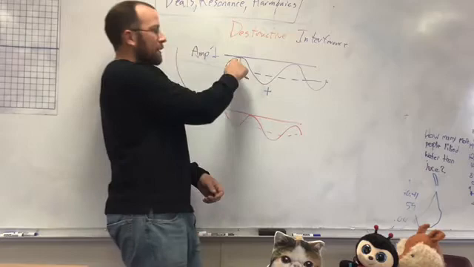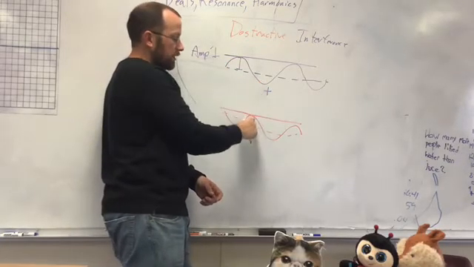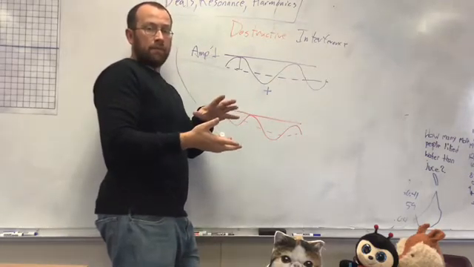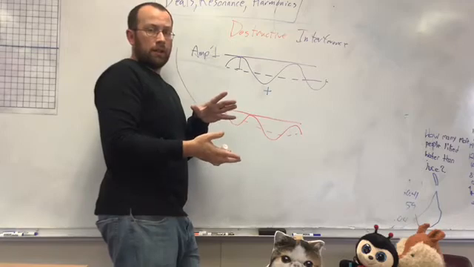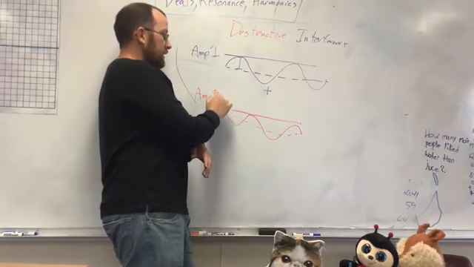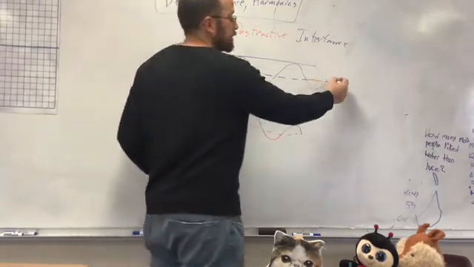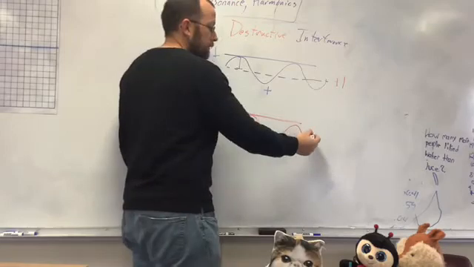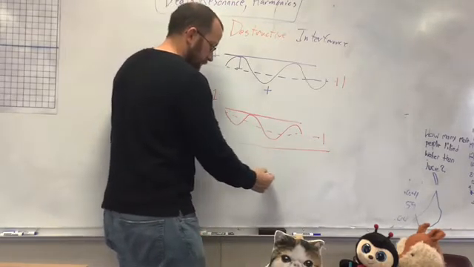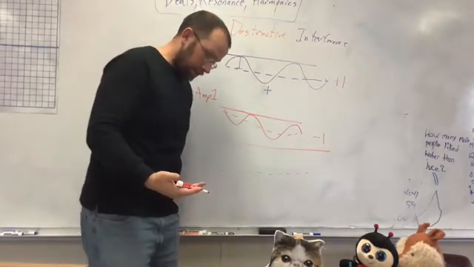So these are exact opposite. Where this has a crest, this has a trough. Where this has a trough, that has a crest. And so on and so forth. So all the time, they're canceling each other out. The amplitude is still the same. But in this case, when you combine them, so think of this as +1. If that's +1, and this is -1, you get nothing. There's no sound. That's why it's called destructive interference.